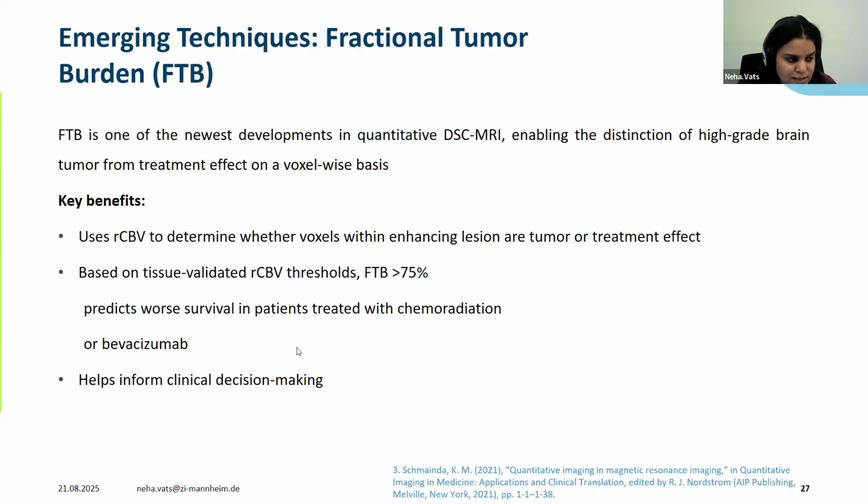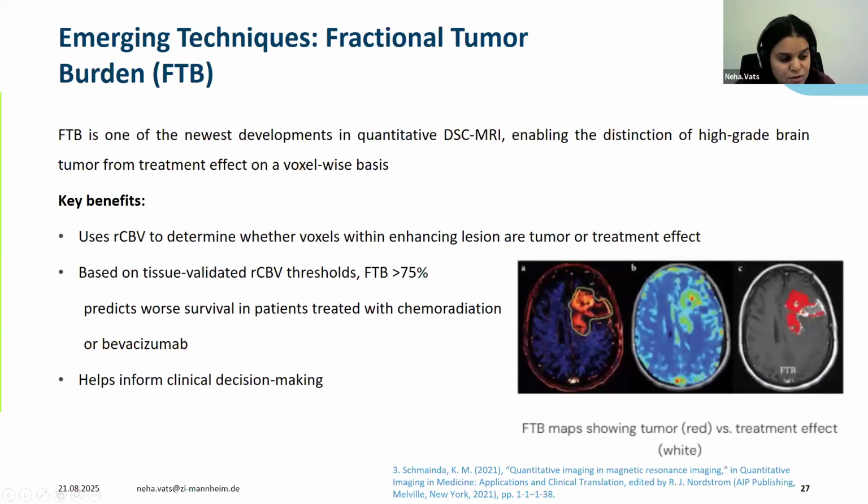Based on tissue-validated rCBV thresholds, FTB greater than 75% predicts worse survival in patients related to chemotherapy or a drug treatment. It helps inform clinical decision-making. So for a basic idea, I showed FTB maps that show tumor region in red on the left side image, versus the treatment effect where you can see a white region that is only a treatment effect, that is not a tumor.